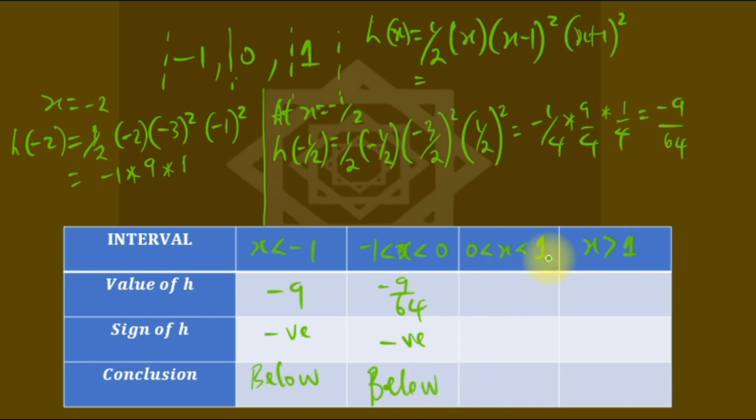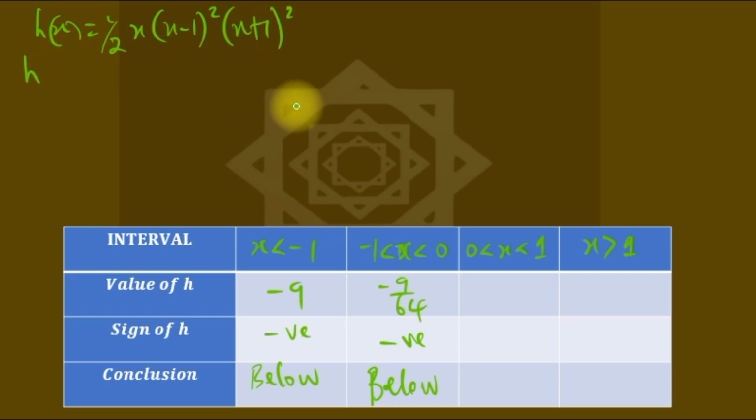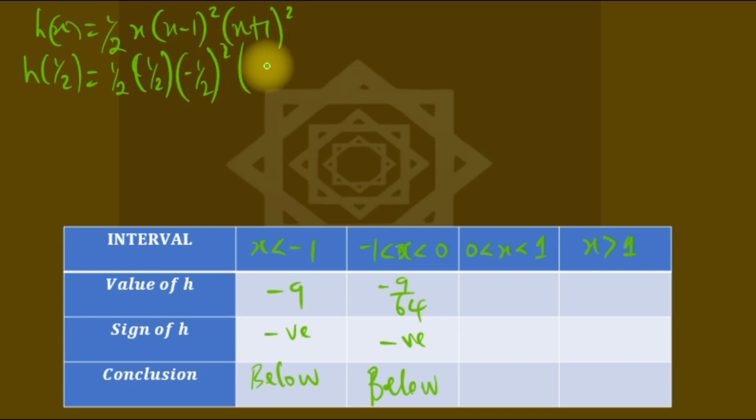So between 0 and 1, let's wipe this. Let's test. Remember, h of x is half times x minus 1 squared times x plus 1 squared. So let's test numbers between 0 and 1, which is half. We have half times half, half minus 1 is minus half, all squared, half plus 1 is 3/2. That's 1.5.